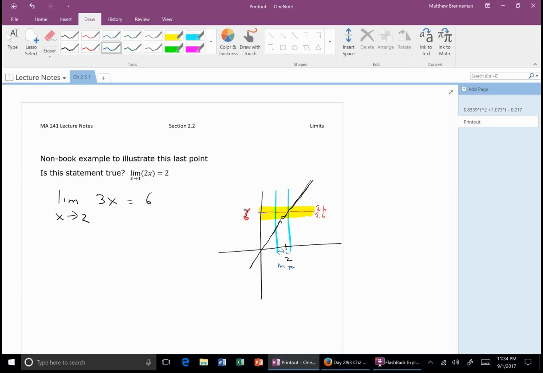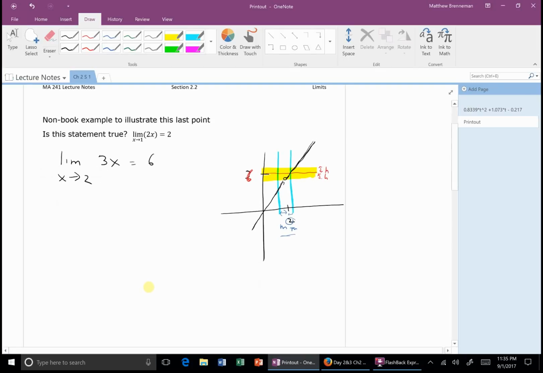It means that you tell me how close you want the y-coordinates to be as the cars approach from both sides, and I have to give you some little band around the x-coordinate I'm approaching, such that when the x-coordinates of the cars are in this band, within m of 2, the y-coordinates are within h of 6. And they stay within h of 6. Anywhere in this m band, they're going to stay within the h band. That's key. Once the x-coordinates are within that m band, the y-coordinates are trapped within that h band. They can't go further away.